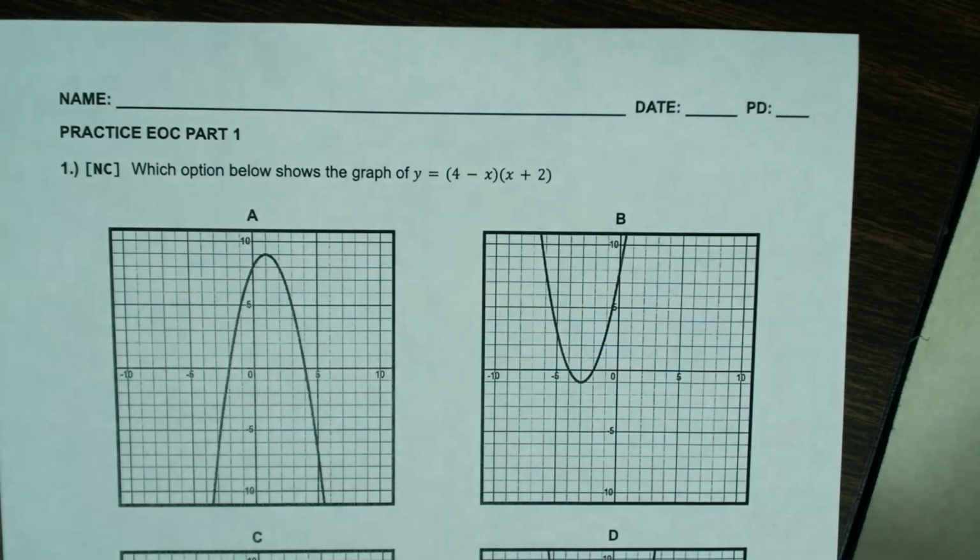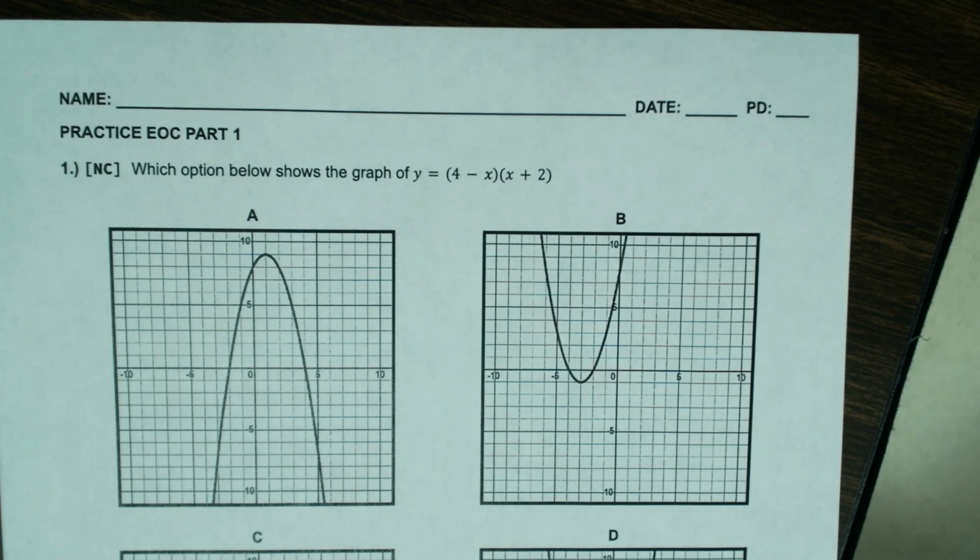Okay, so number one, now you may notice that all of these say number one, NC, number two, NC. That means that these first 10 were actually supposed to be no calculator. I did not tell you that because I wanted you to have the opportunity to try your best and not freak out that you didn't have your calculator. But as we work through these, I'm going to show you how to get the answers without your calculator.